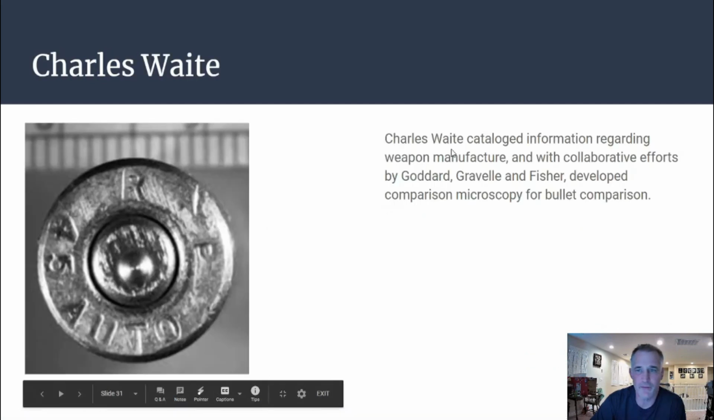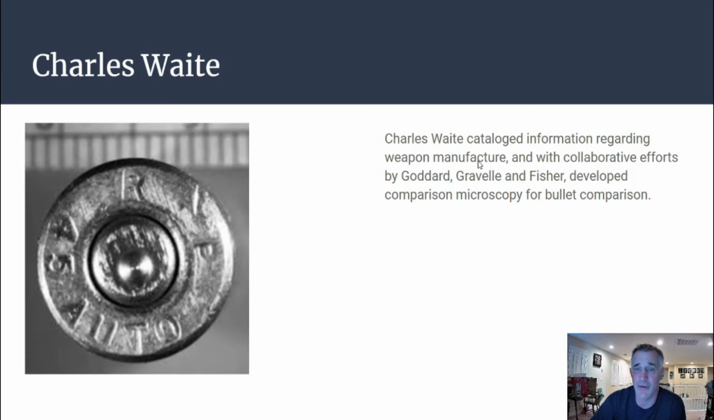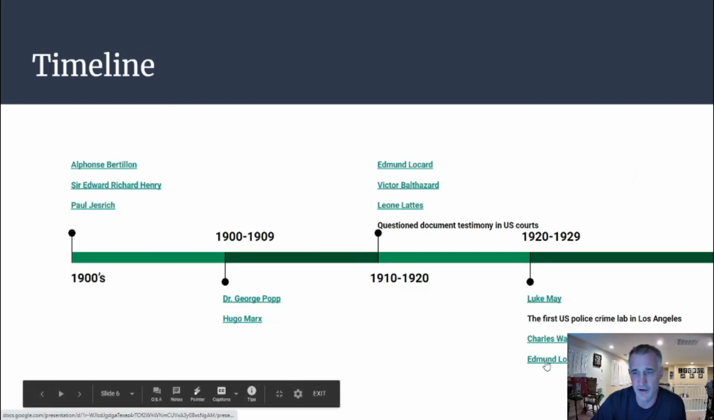Charles Waite. He cataloged information regarding weapon manufacture with the collaborative efforts of Goddard, Gravelle, and Fisher, and developed comparison microscopy for bullet comparison. So putting bullets on a comparison microscope and looking at them side by side kind of got their start with Charles Waite.